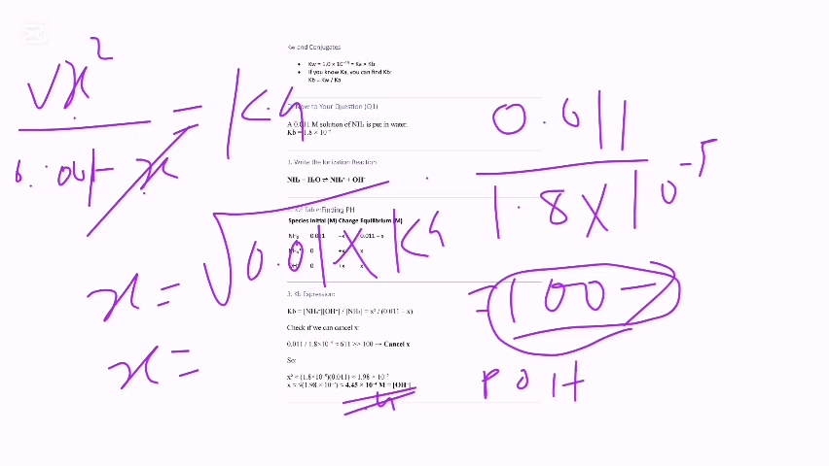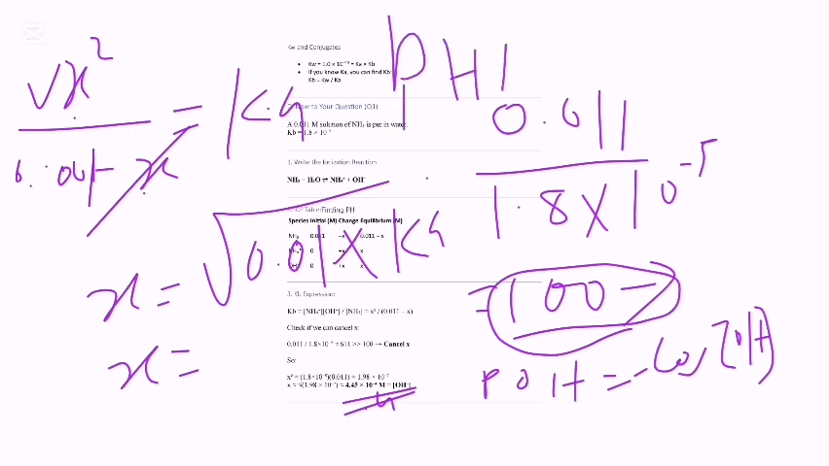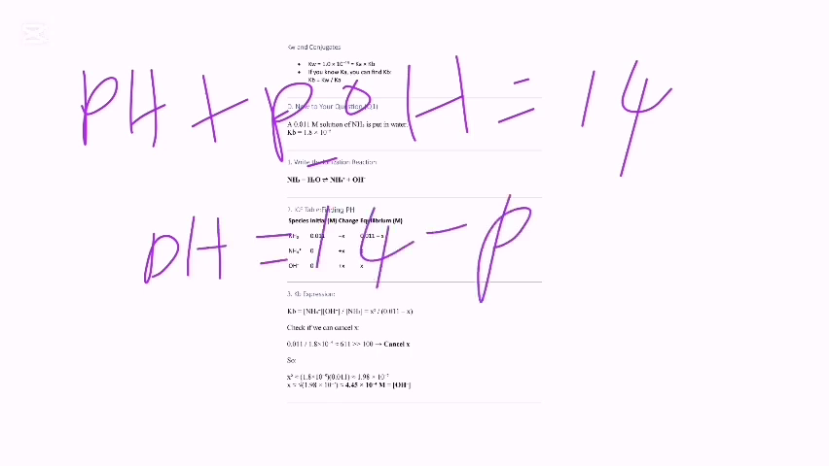When you find the pOH using negative log of OH, then you also find the pH. So pH plus pOH is equal to 14. Then you find also the pH, which will be 14 minus pOH. So that's the only thing which you need to know. Yes, that's the only thing which you need to know.